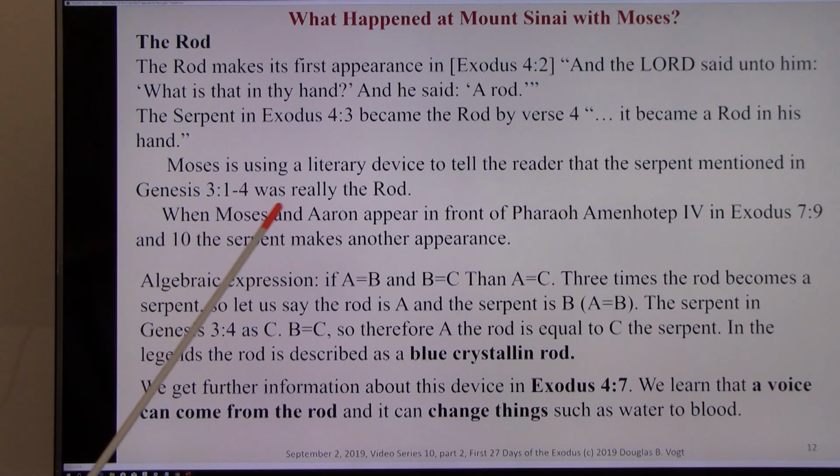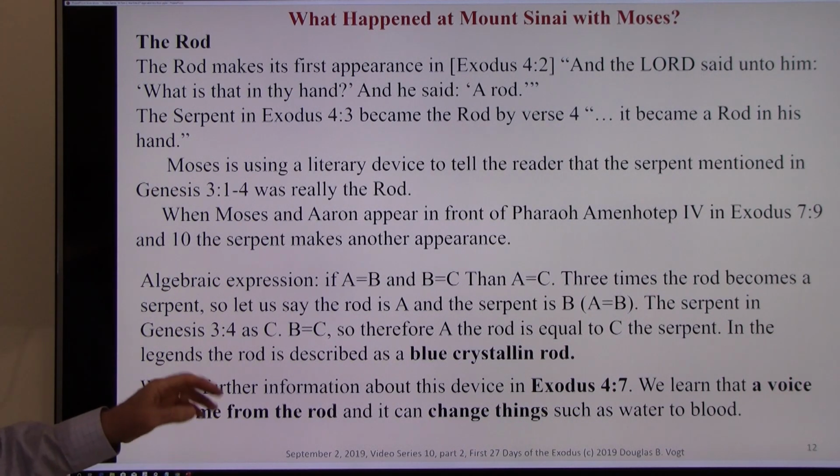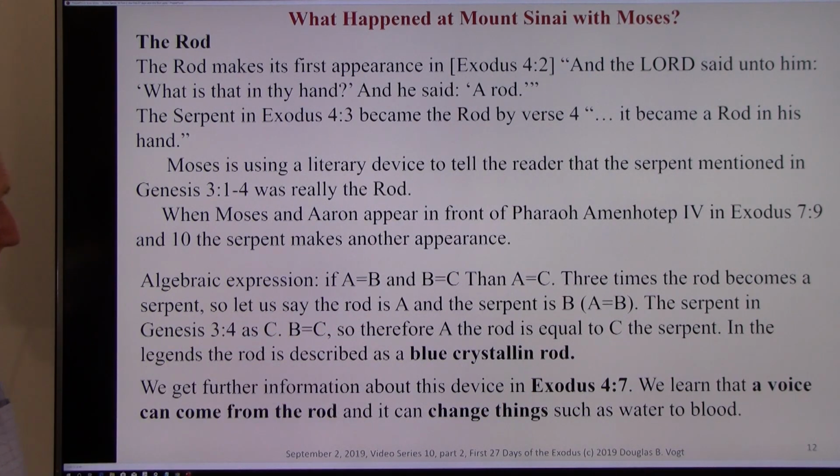So in other words, he's telling you the first time the snake shows up, it's really the rod. It's one of the principles he uses in code systems. It's an algebraic principle. If A is equal to B and B is equal to C, therefore A is equal to C. If the first time it shows up in this part of the story, the rod is A and it becomes a serpent is B. Then the Genesis story, we know the serpent is B, then C in the story has got to be the serpent. So A is equal to C, the serpent.